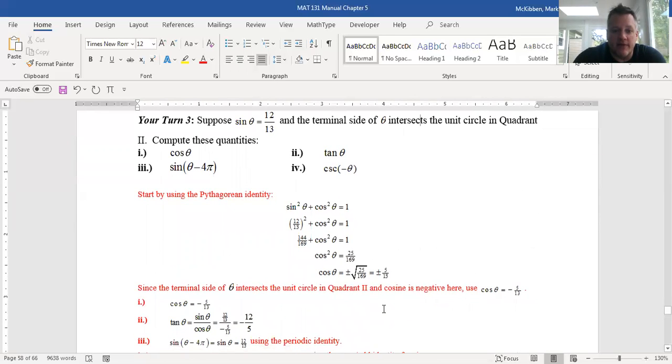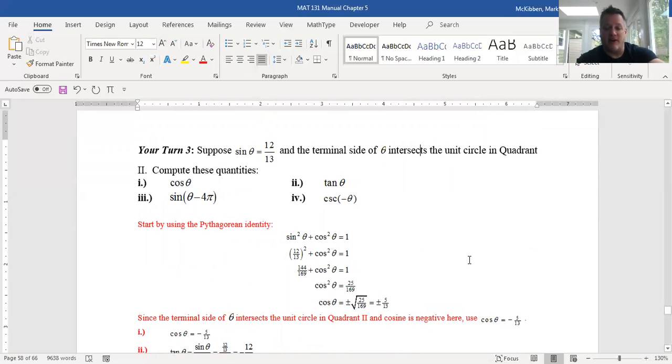All right, so let's take a look at these. First thing we're going to want to do for any of these is find the cosine theta value, and then we can use it as we need to. Use the Pythagorean identity like we did before. I'm going to plug in 12/13 for sine of theta. That's what I'm given. Square it, subtract it from 1, and then take the square root of both sides to get plus or minus that root, which is 5 over 13. But remember, if the terminal side of theta is in quadrant 2, then the cosine is negative, and so I have cosine of theta is negative 5 over 13.